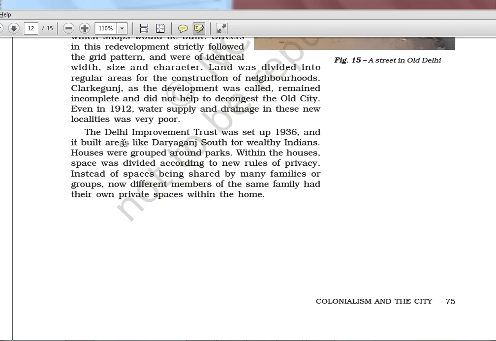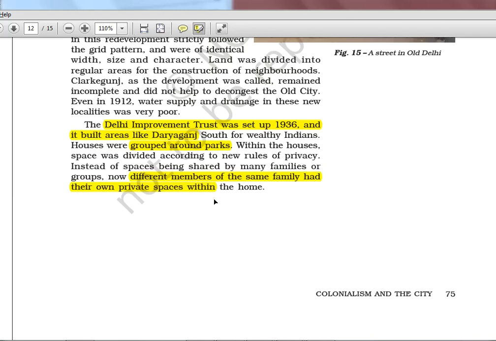Maybe last paragraph we'll see. The Delhi Improvement Trust was set up in 1936, and it built areas like Daryaganj South for wealthy Indians. Houses were grouped around parks. Within the houses, space was divided according to the new rules of privacy. Instead of spaces being shared by many families and groups, now different members of the same family had their own private spaces. These are all not at all required.